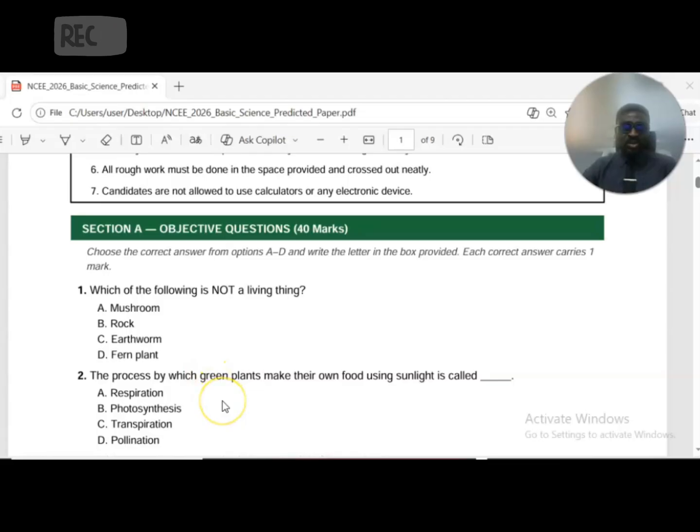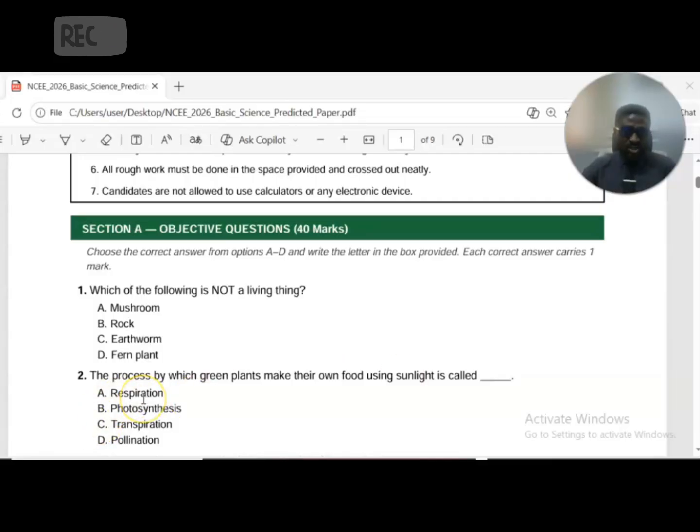Question 2. The process by which green plants make their own food using sunlight is called dash. So what option best replaces this blank space? Is it A, respiration, B, photosynthesis, C, transpiration, D, pollination? What did you write down in your notepad? The correct answer is option B, photosynthesis, because it is the process through which green plants make their own food using sunlight and other inorganic substances such as water and carbon dioxide, CO2.